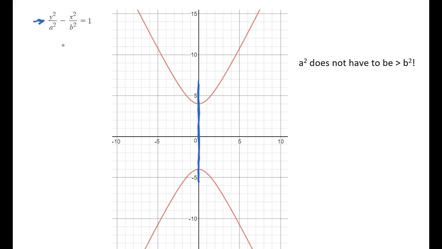Okay, now, with an ellipse, remember that a squared was always greater than b squared, but with a hyperbola, that doesn't have to be true. A squared does not have to be greater than b squared. A squared is just the first term that's positive, and then you have the b squared term being subtracted from that. Okay, so if you have y squared minus x squared, it's going to be vertical. If you have x squared minus y squared, it's going to be horizontal.